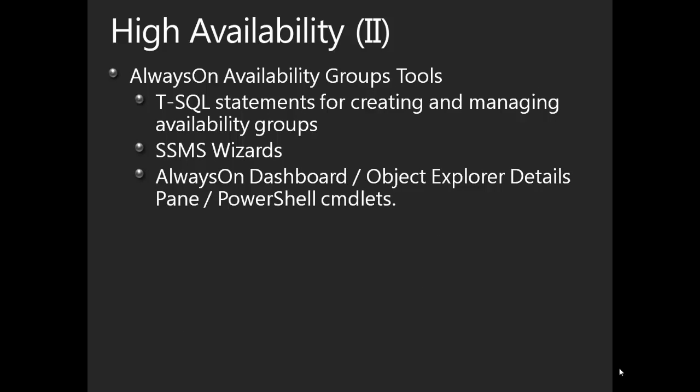There are many Always On availability groups tools. For example, we have T-SQL DDL statements for creating and managing availability groups. There are several SQL Server Management Studio wizards, like the new Availability Group wizard that creates and configures an availability group. There is the Add Database to Availability Group wizard that adds one or more primary databases to an existing availability group. The Add Replica to Availability Group wizard, the Failover Availability Group wizard, and so on. There are also the Always On dashboard that provides an at-a-glance view of the health of an availability group, and many other features like Object Explorer Details pane, PowerShell cmdlets, and much more.